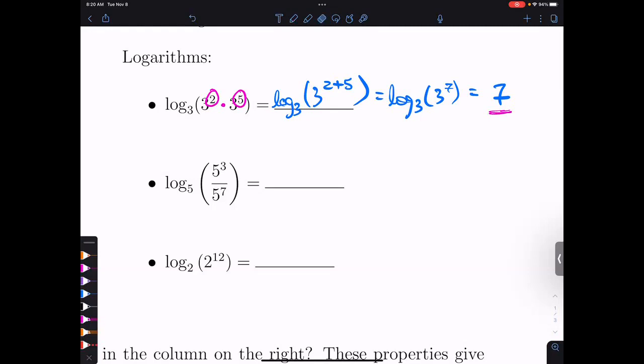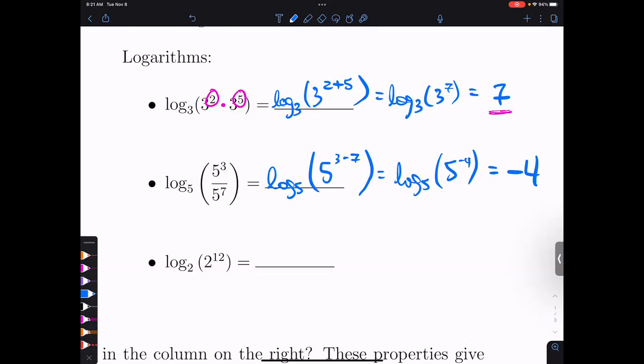Log base 5 of 5 cubed over 5 to the 4th. Let's do it the same way. Let's just simplify the stuff inside. 5 to the 3 minus 7. So 5 to the negative 4th. And that would be negative 4. Because again, a function and its inverse, right? The base 5 log and the base 5 exponential, or what power of 5 is 5 to the minus 4? Well, minus 4. And then the last one, the log base 2 of 2 to the 12th is 12.